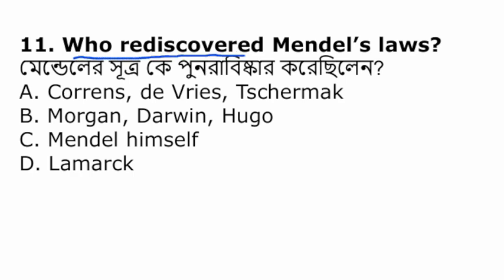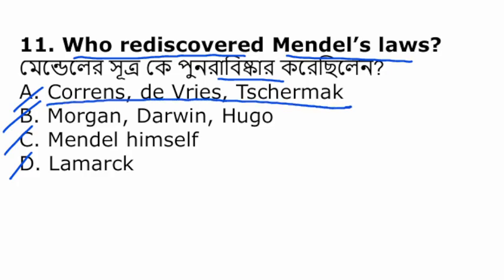Who rediscovered Mendel's law? Mendel's law সূত্রগুলোকে কে পুনরাবিষ্কার করেছিল? Correns, De Vries and Tschermak, Morgan, Darwin and Hugo, Mendel himself, or Lamarck. So the rediscovery of Mendel's law was done by Correns, De Vries and Tschermak.